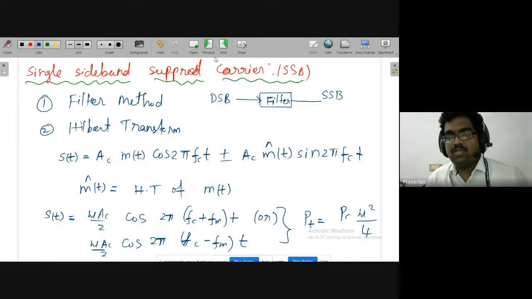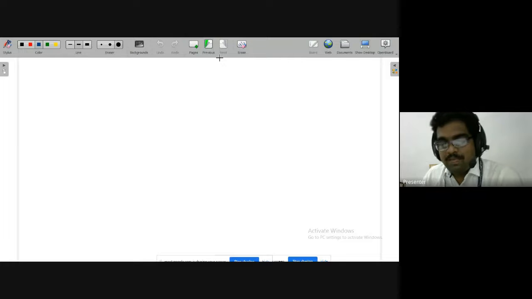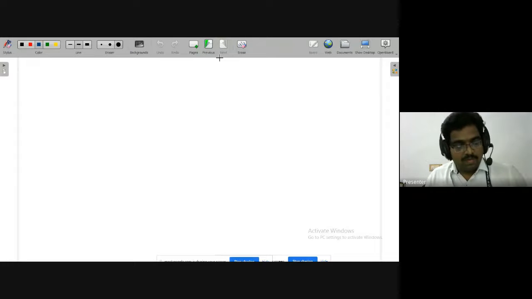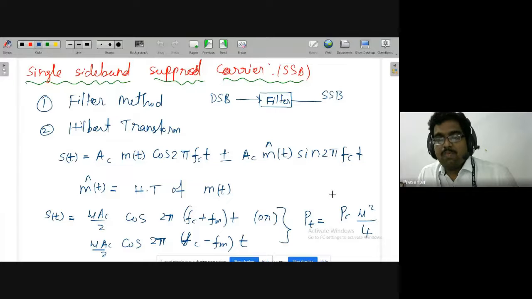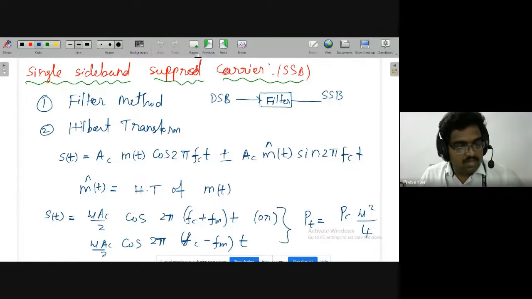In general, what is power saving? Now we have to compare all three techniques. Again, what is the advantage of SSB? Here we are sending only one sideband, so again, here we are getting more power saving. That is the advantage of this technique.